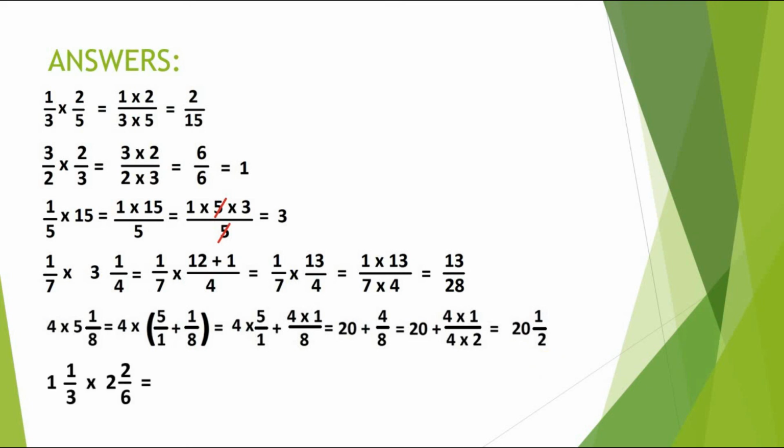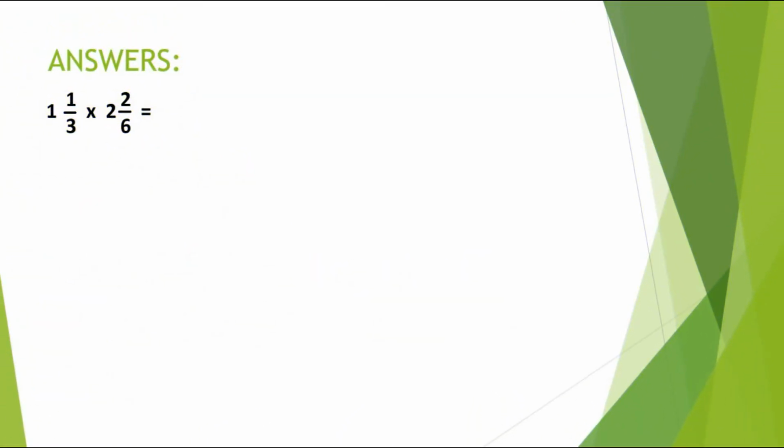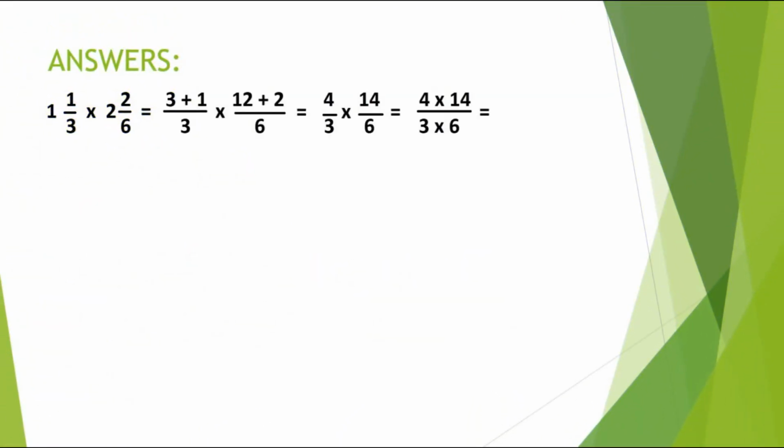Okay, now we proceed with number 5, which we will solve sa ibang slide na naman dahil medyo mahaba ulit. It's 1 and 1/3 times 2 and 2/6. Okay? So, yan. 1 and 1/3, ang ginawa natin is we convert this first muna into an improper fraction. So, 1 times 3, 3 plus 1 all over 3.